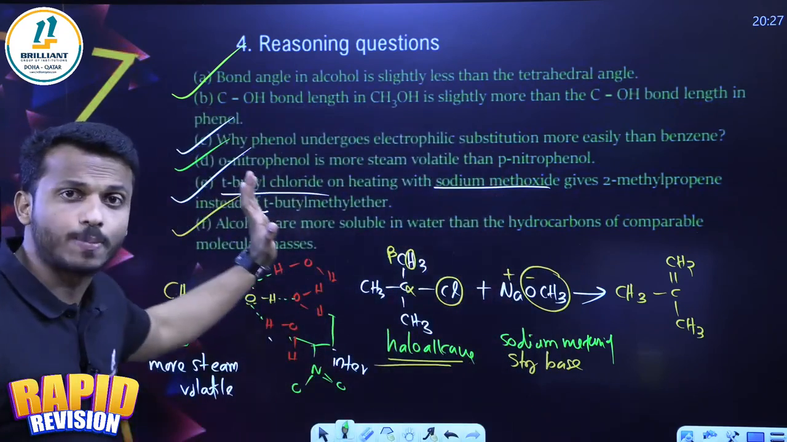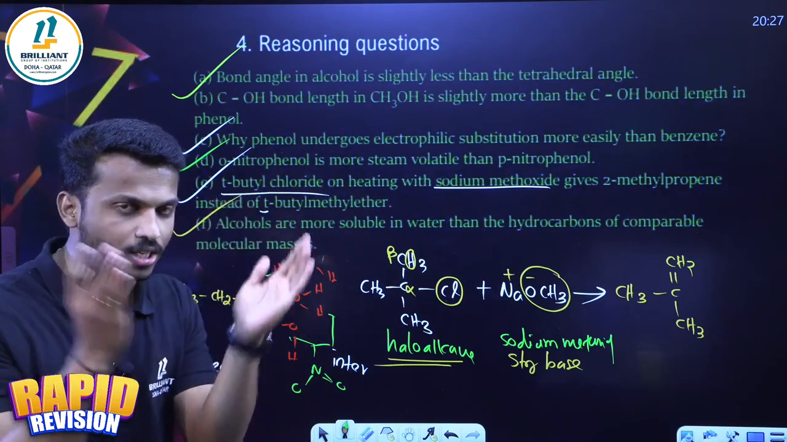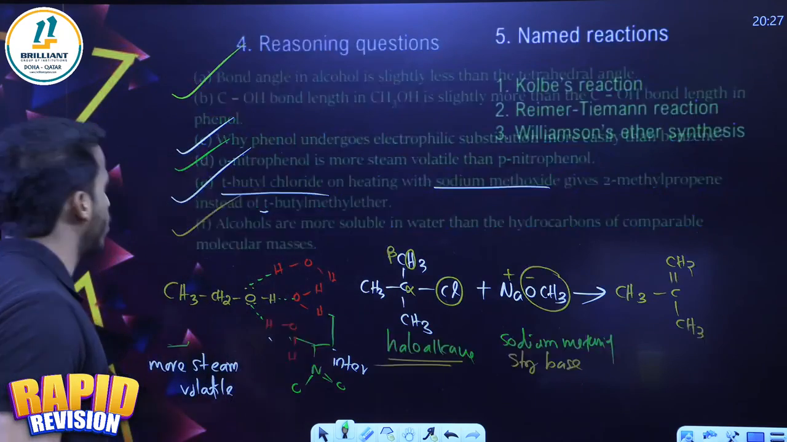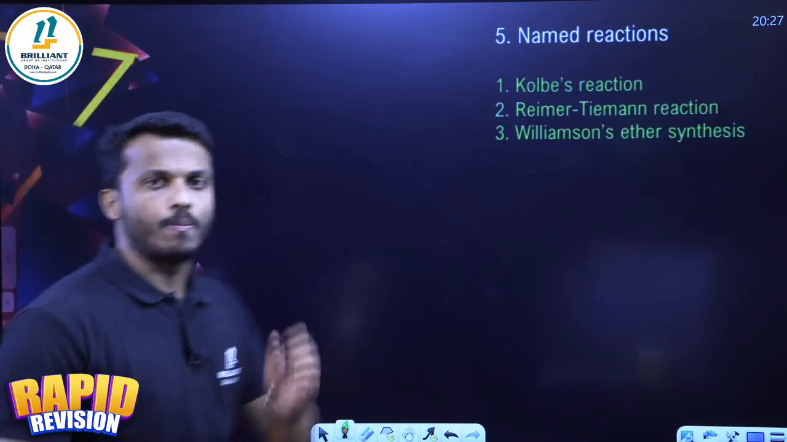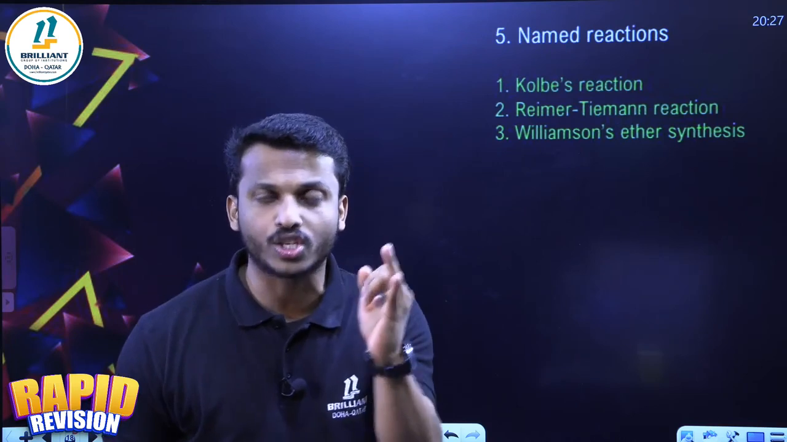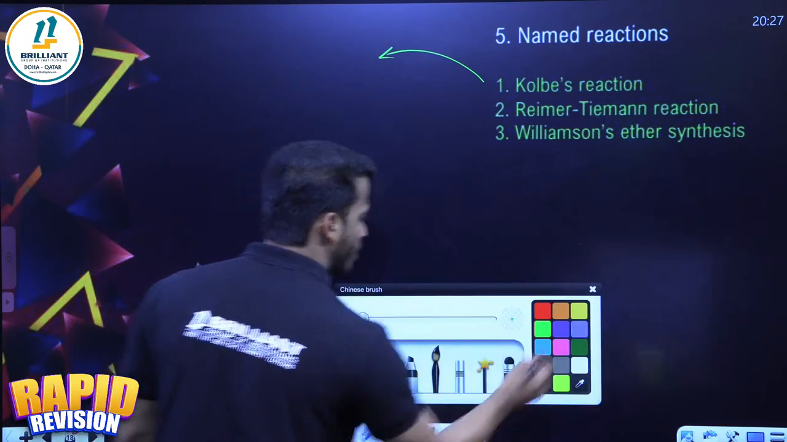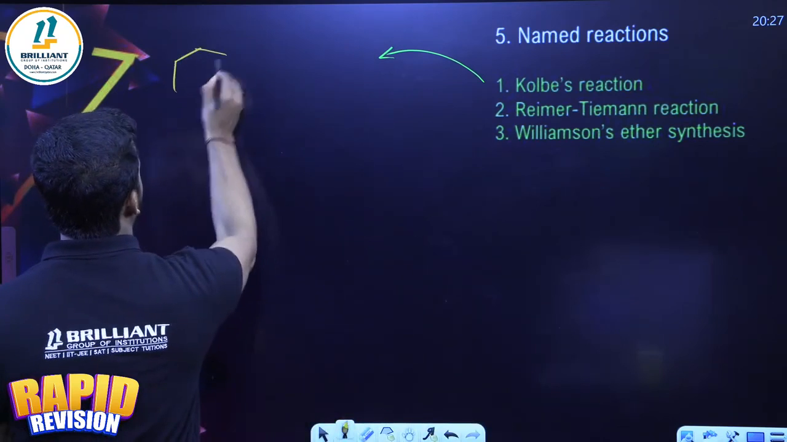So, dear all, that was a most expected reasoning question. Some more are there, so please remember all the reactions once again. Next one, dear all, let's go. Named reactions: mainly three are there, Kolbe's reaction, Reimer-Tiemann reaction, and Williamson synthesis. Dear all, let us discuss first. What is Kolbe's reaction?